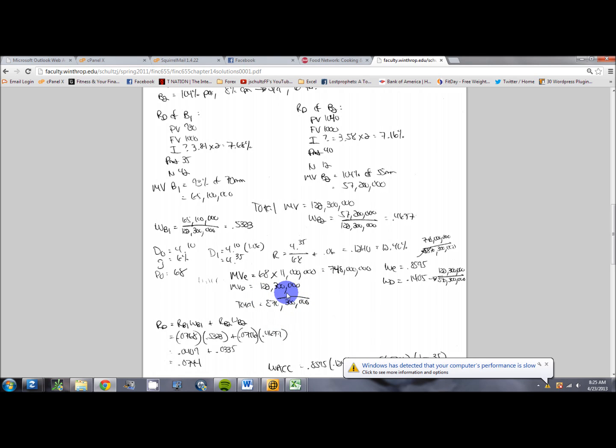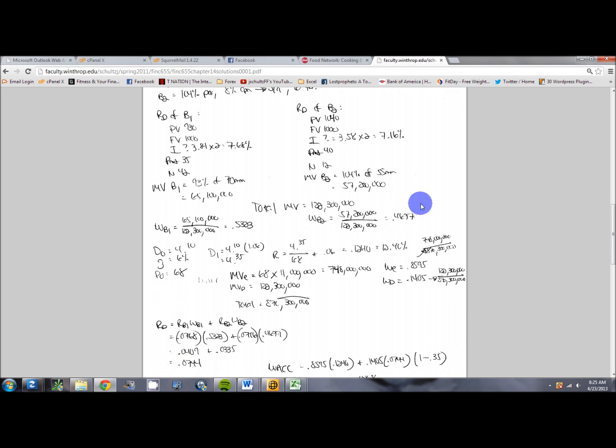Once you know V, E, and D, you need to find the weight of E and the weight of D. The way we normally have written this in class would be E over V and D over V, but for this solution I used the W's instead, but it doesn't really matter. The weight of equity is going to be 85.95%. It's found by taking 748 million divided by the 870,300,000, and the debt is found the same way using the debt number divided by the total. So then you have your weights.